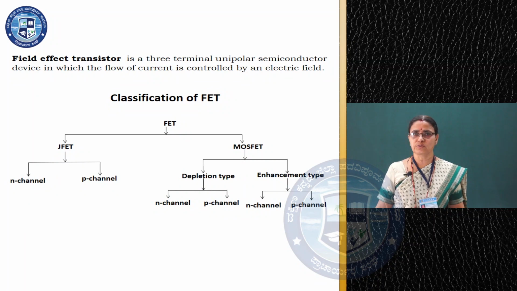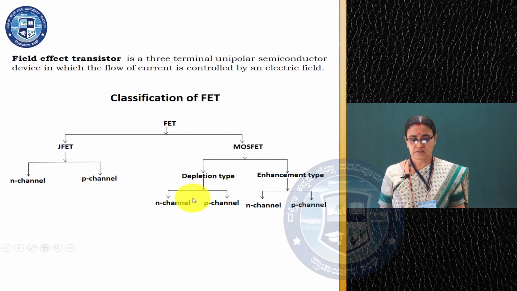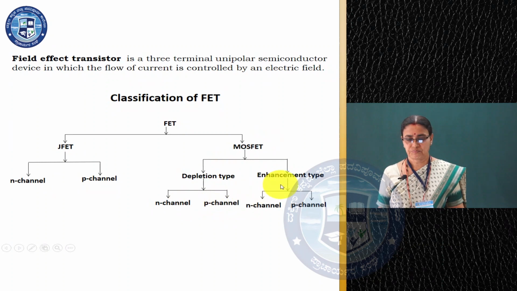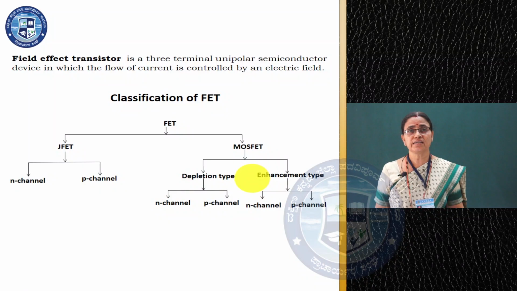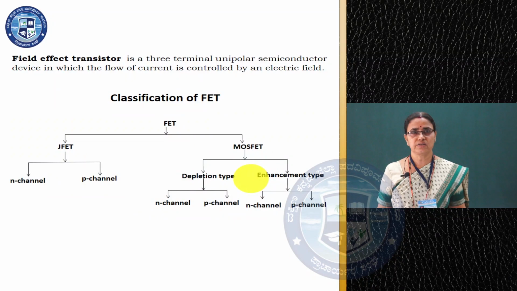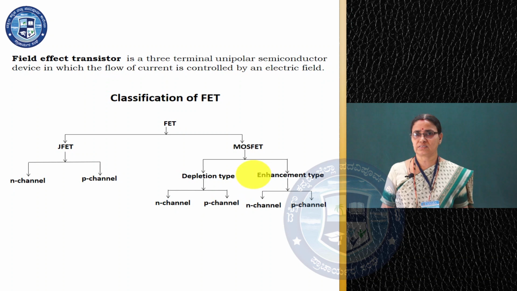MOSFET is classified again into 2 types, depletion type and enhancement type. The depletion type has 2 types, N channel and P channel. Enhancement again has 2 types, N channel and P channel. In MOSFET, the gate is made up of metal and the insulating layer is made up of silicon dioxide. It is also called IGFET, insulated gate field effect transistor.